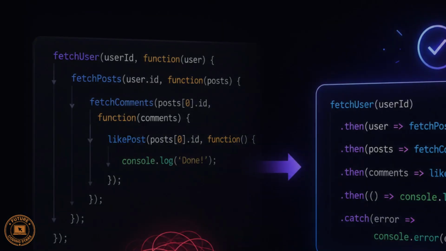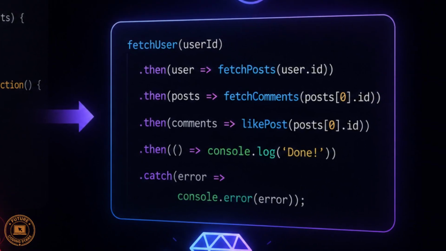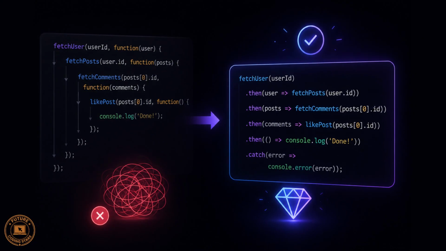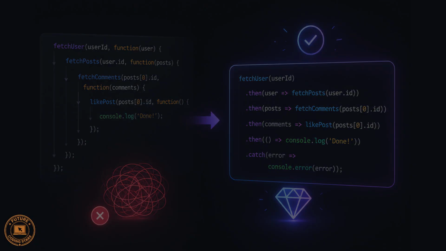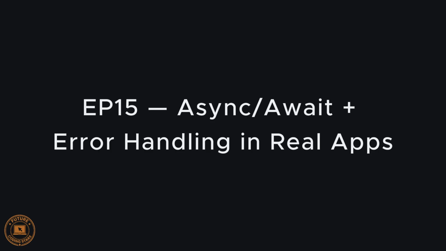Today, we chained promises with then and .catch. It works, but professional JavaScript has become even cleaner. In the next episode, we'll replace those chains with async await, making asynchronous code easier to read, easier to debug, and easier to maintain in real applications.